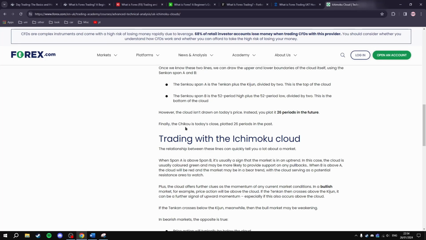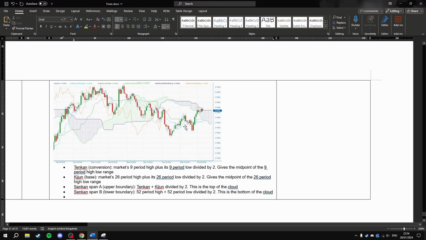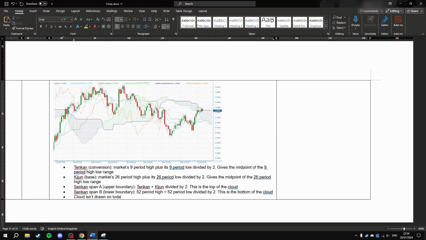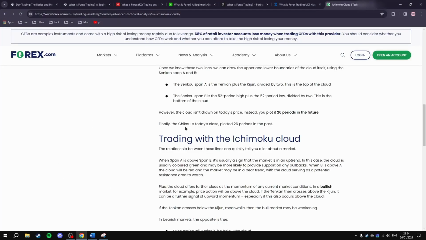However, the cloud isn't drawn on today's price. Instead, you plot it 26 periods in the future. Finally, the Chikou is today's close, plotted 26 periods in the past.